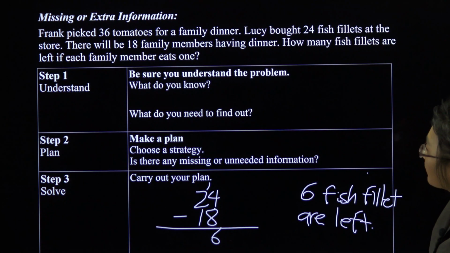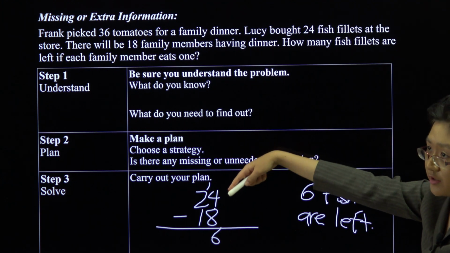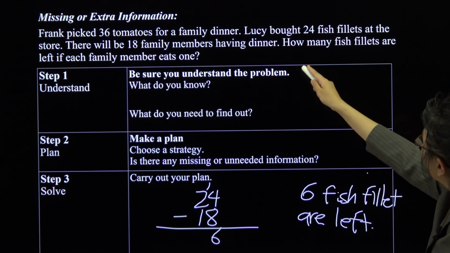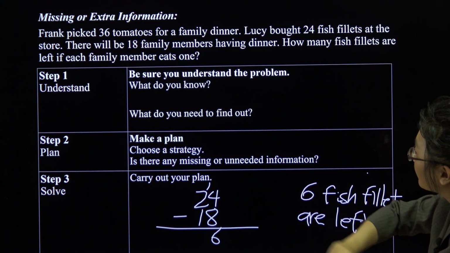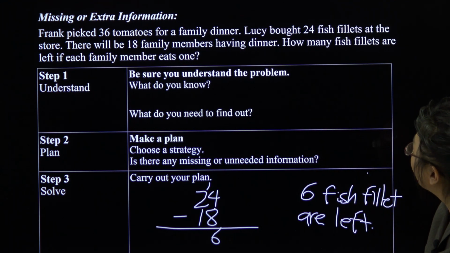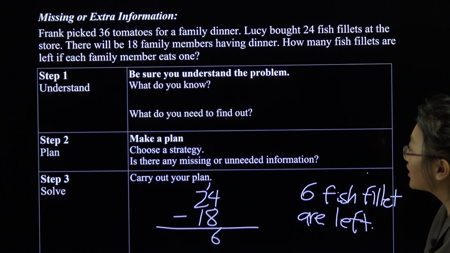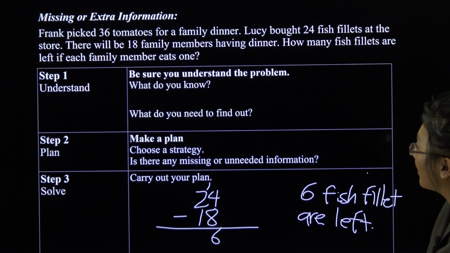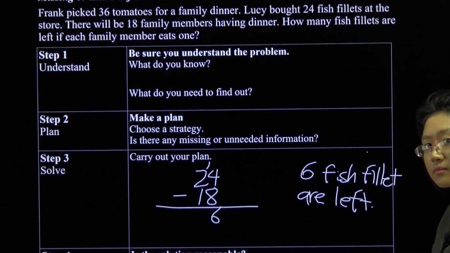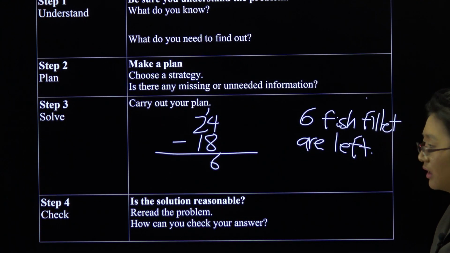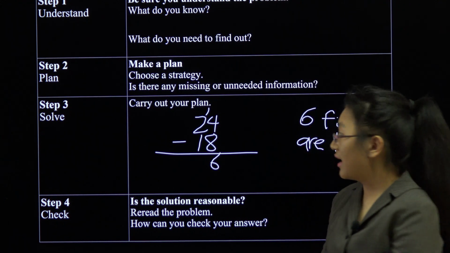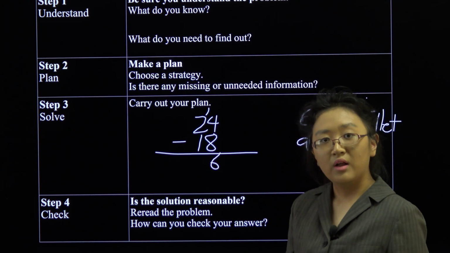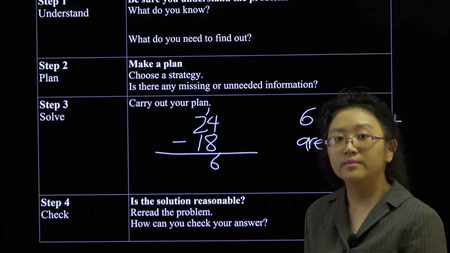Reread the problem. We don't actually need the bit about Frank, so we're going to cut that out. Lucy bought 24 fish fillets at the store. There will be 18 family members having dinner. How many fish fillets are left if each family member eats 1? We got our numbers correct. How can we check our answer? 18 plus 6 is indeed 24. Therefore, our answer is correct.